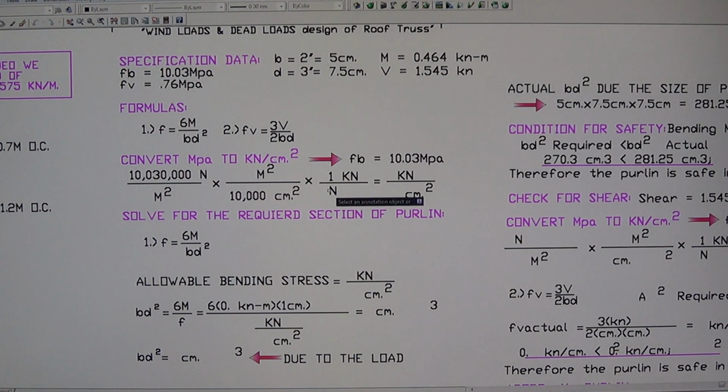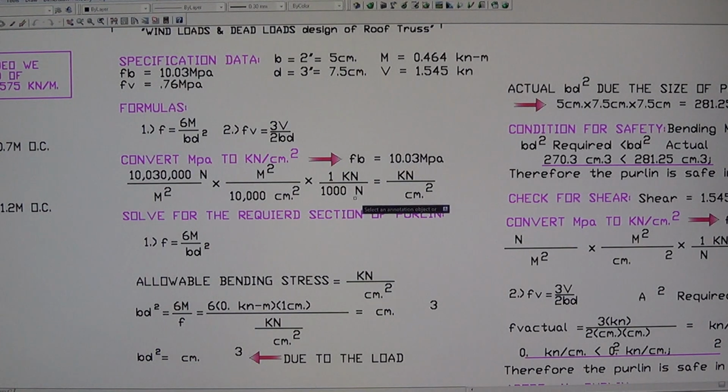Converting Newton, therefore Newton should be here as denominator, so it will be cancelled. So Newton here, and 1 kilonewton as numerator. Now how many newtons are in 1 kilonewton? There are 1,000 newtons in 1 kilonewton. So that is the equation.